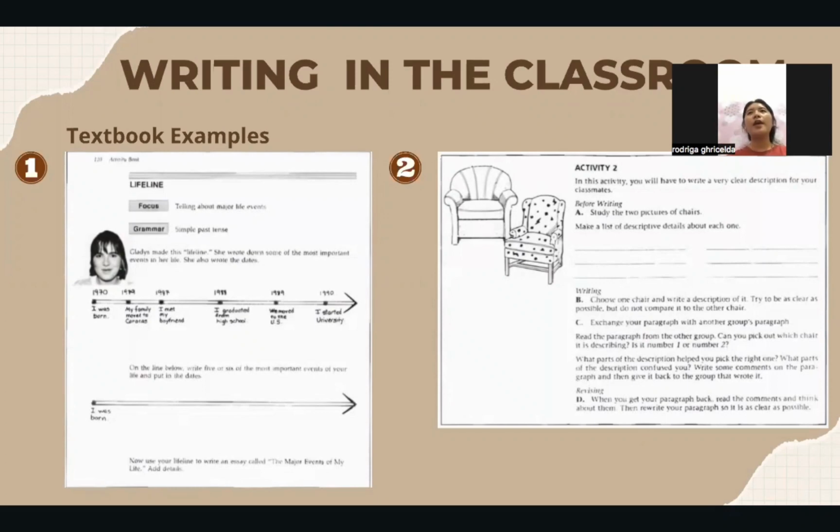We need another task for students to check their skills in writing. We can use this task where students must choose a picture and make the text or essay based on the picture. And next slide.